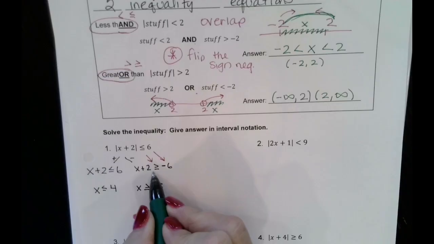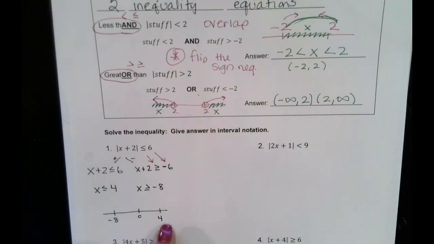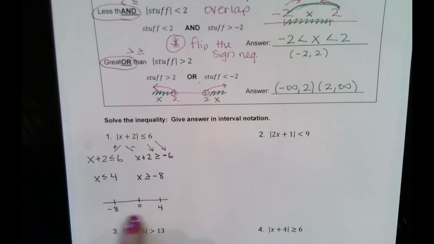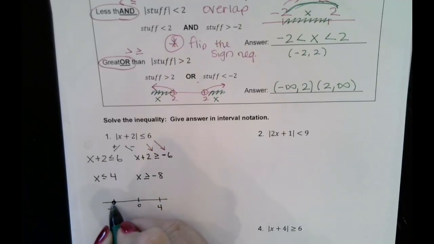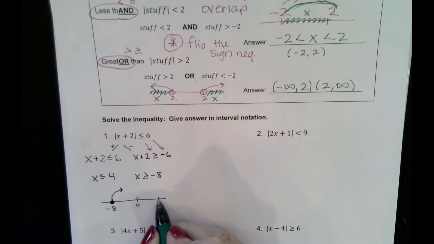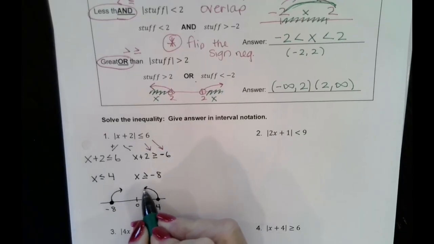Okay, so now I'm going to put this on a number line. So here's my 0. Over here I'm going to have a negative 8. Over here I'm going to have a positive 4. They have to be in order. I know I solved this one first, but 4 is bigger than negative 8. That's why we put it on a number line. Now this says that it's greater than, so my value here is including negative 8, and it's going this direction. This says it's including 4 because it's less than or equal, and it's going in this direction.